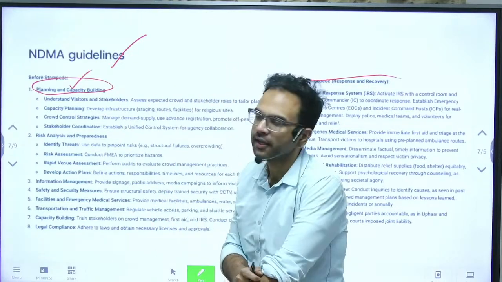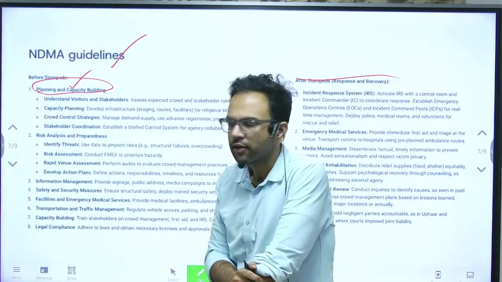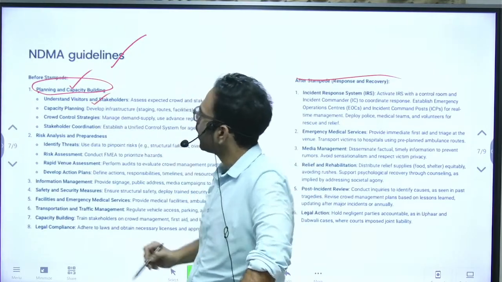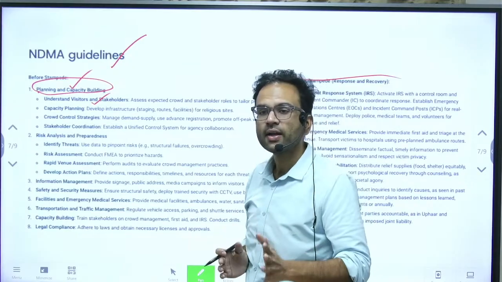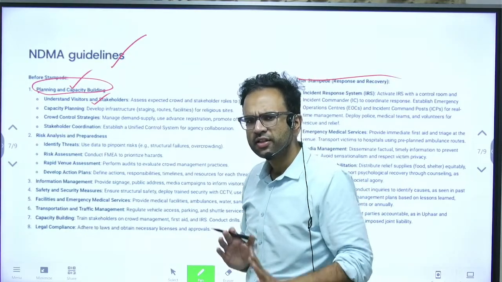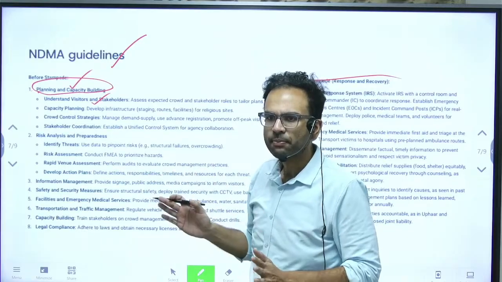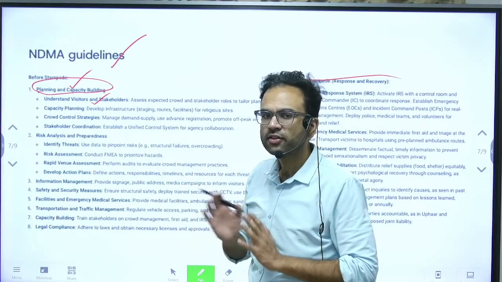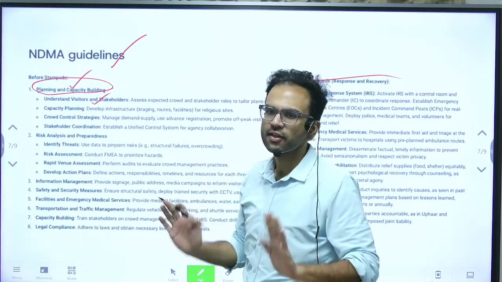Planning and capacity building. Before the occurrence of any event, you have to plan for it. So firstly, you have to understand the visitors and stakeholders. You have to understand their intent. Why are they coming? Is it for a peaceful protest? Is it for a religious gathering? Is it for any celebration? When you have a celebration, there is euphoria, excitement. People are usually not in their senses.